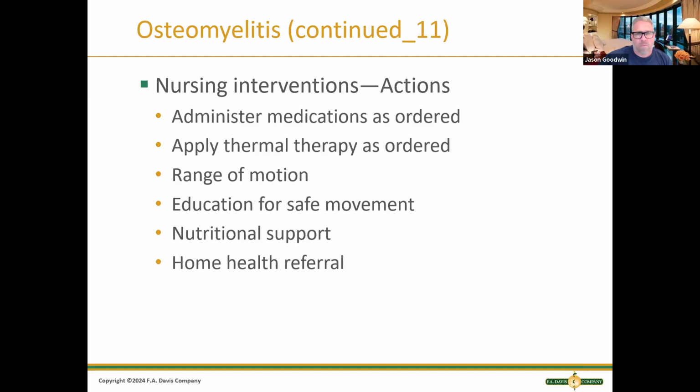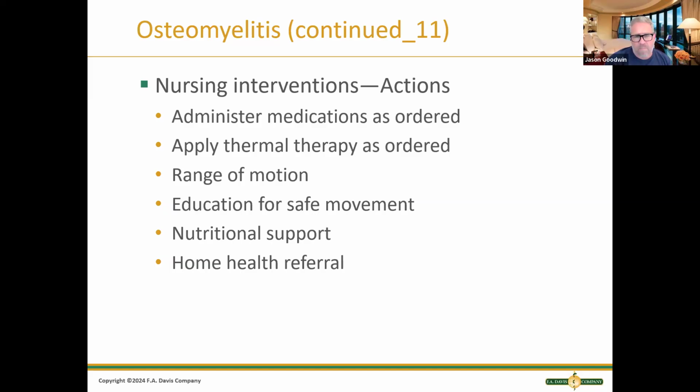Okay, so here's what we're going to do. We're going to administer the IV antibiotics as ordered. Could be 4 to 6 weeks. We're going to take care of the pain if possible. That might be through thermal therapy as well. You're going to try to apply gentle range of motion exercises because you still have to be active, right? And then you can provide for a safe environment.